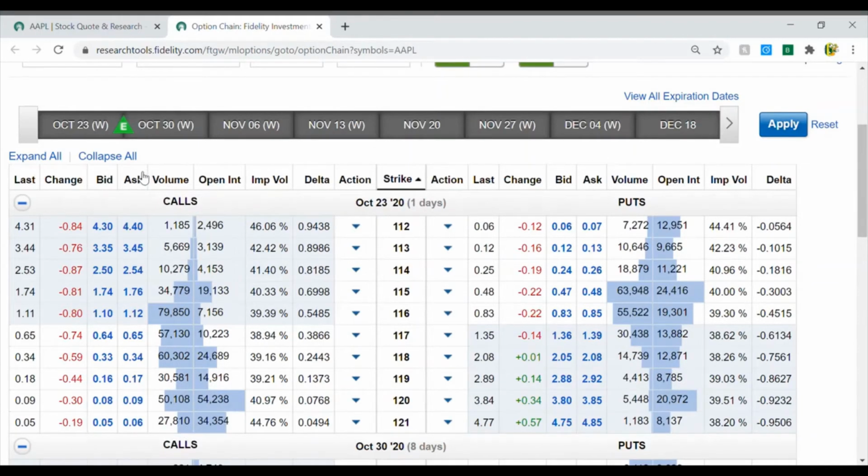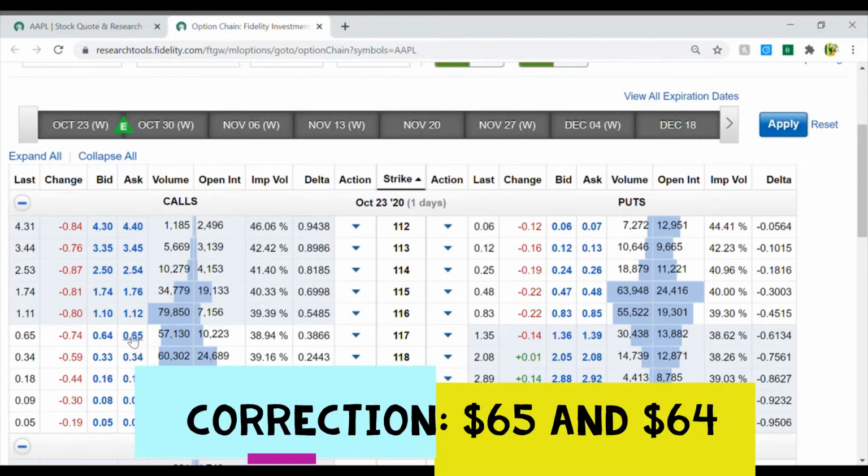Ask is the amount that the sellers are willing to sell per stock. So each contract is 100 shares. So they're asking for $650. Vice versa, the bid, the buyers are looking to pay $640.